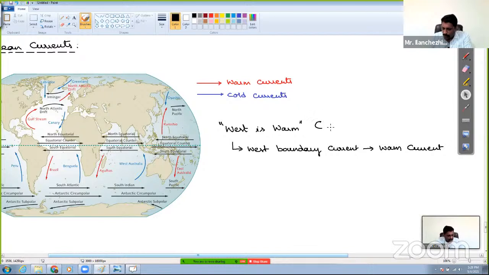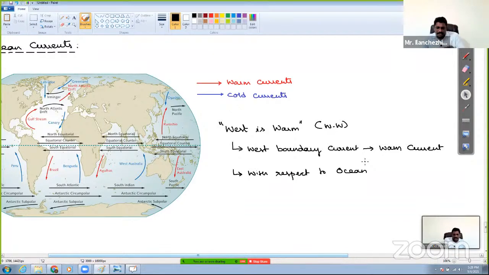But just to remember, you can write it as WW. And whenever I say west is warm, my friend, this is with respect to the ocean, not with land. Am I right? Okay, the west boundary current is always a warm current. That's the reason I said west is warm. My dear friends, this reference is with respect to the ocean. Very important, my friend.